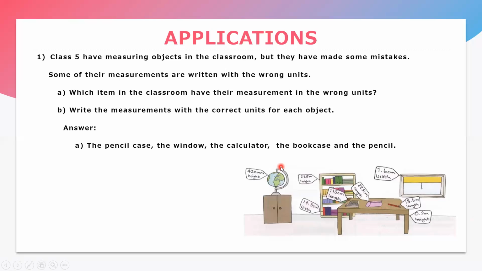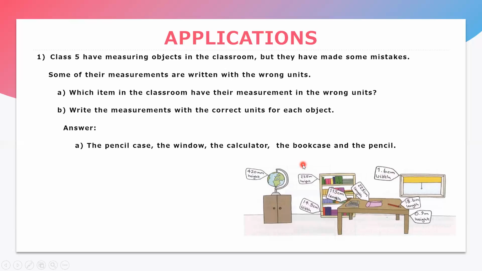No. Now what about the window? The window is given as 1.6 centimeter width. Is this 1.6 centimeter width? No. What about the calculator? The calculator is given as 115 centimeter length. Did you ever see a calculator with a length of 115 centimeter? No, it is not that much. It may be 10 centimeter, 15 centimeter, or 30 centimeter, 35 centimeter long. That's okay, but 115 centimeter is not applicable.